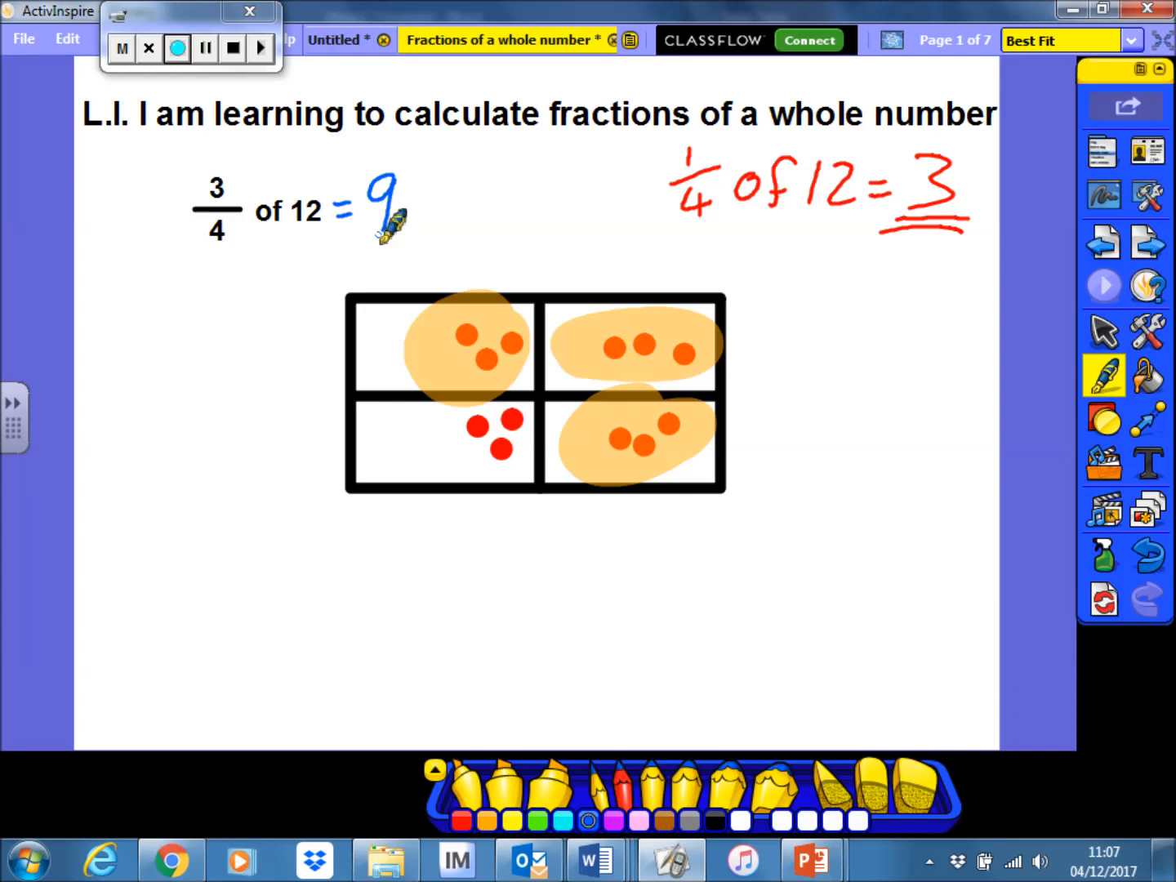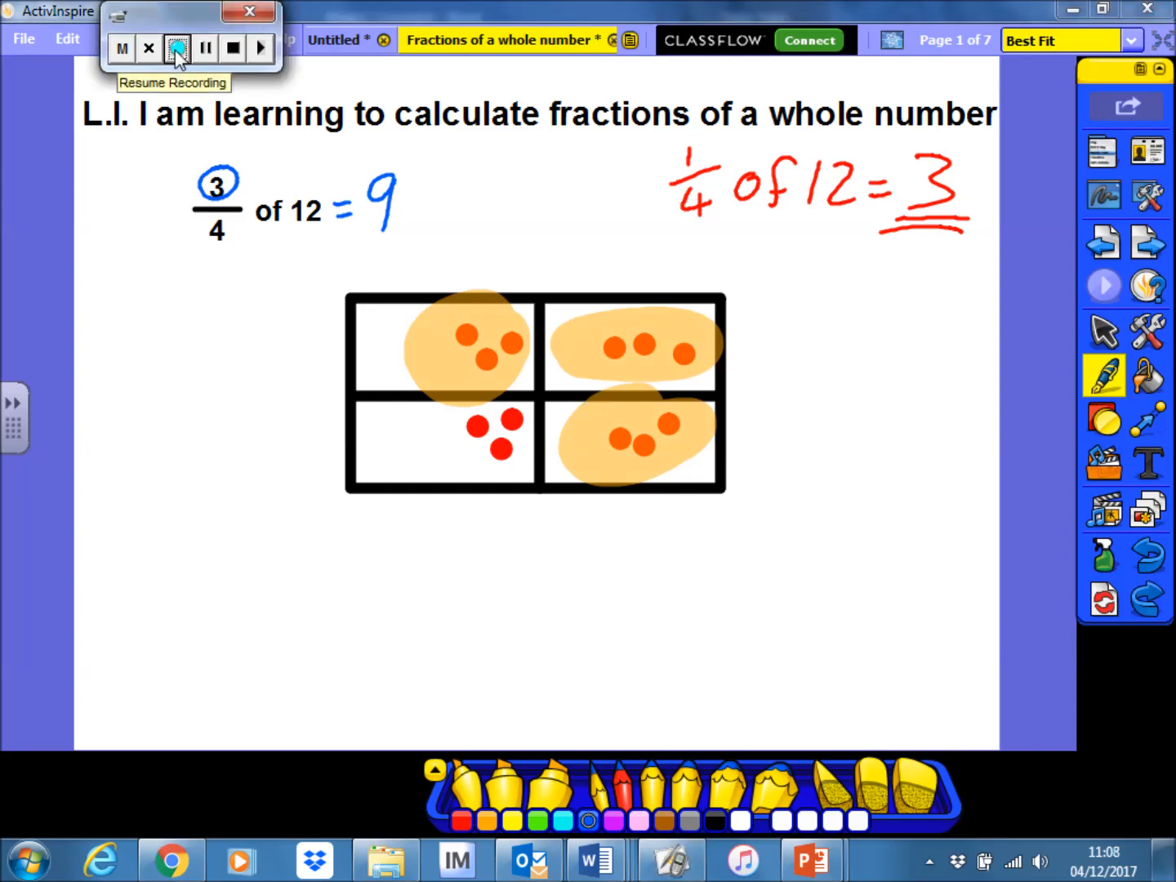is 9. So what I had to do to work this out was I worked out what 1/4 was. So I took 12 and I divided it by 4. I split it into 4 equal groups, and I got the answer of 3. But then I took that answer and I had to times it by 3, because I'm not being asked what 1/4 is, I'm being asked what 3/4 is. So I did 3 times 3, 1, 2, 3, and in total I got the answer 9.